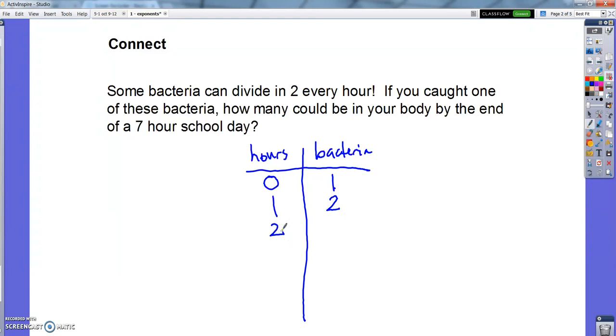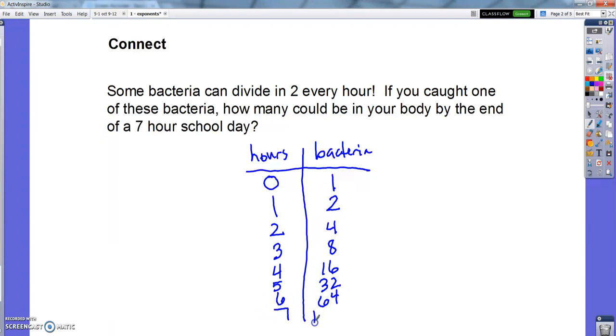In 2 hours, those 2 bacteria, each one of them splits into 2, right? So by the end of 2 hours, you have 4 bacteria in your body. Hour 3, each of those 4 has split into 2, and now there are 8 bacteria in your body. 4 hours have gone by, you're up to 16. 5 hours have gone by, you're up, look at that, 32. 6 hours have gone by, all of those double, 64.